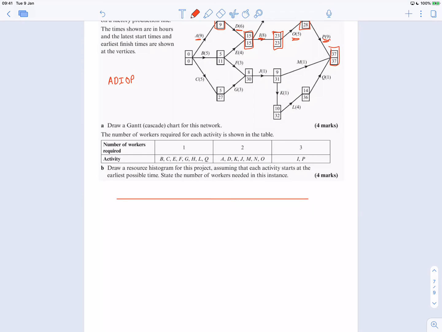So 37. So 1, 2, 3, 4, 5, 6, 7, 8, 9, 10. That's 10. 11, 12, 13, 14, 15, 16, 17, 18, 19, 20. That's 20. 1, 2, 3, 4, 5. Let's make 25. 6, 7, 8, 9, 30. 1, 2, 3, 4, 5, 35, 6, 7. 1, 2, 3, 4. Let's make that 5. 1, 2, 3, 4. Let's make that 15. Oh, these are not particularly well spaced.